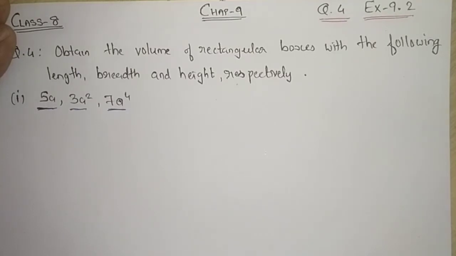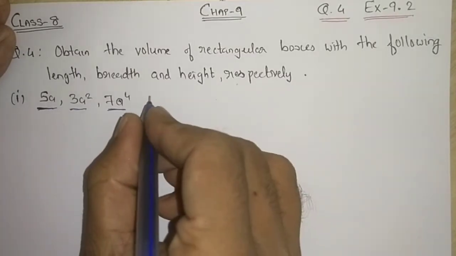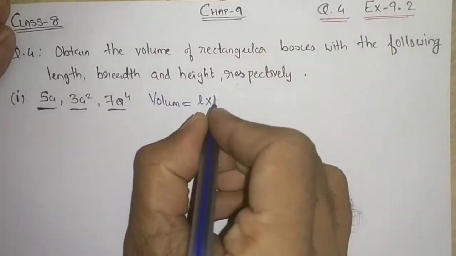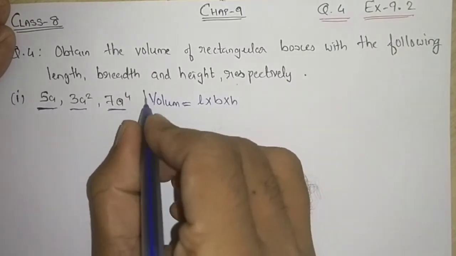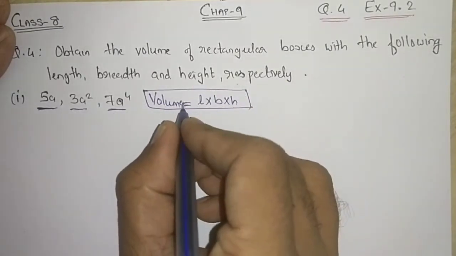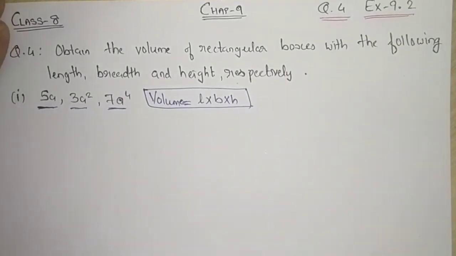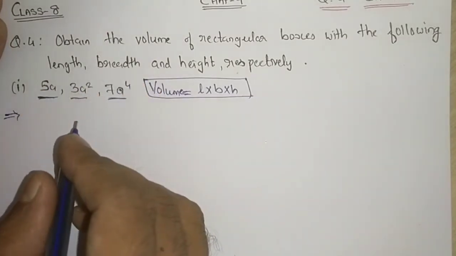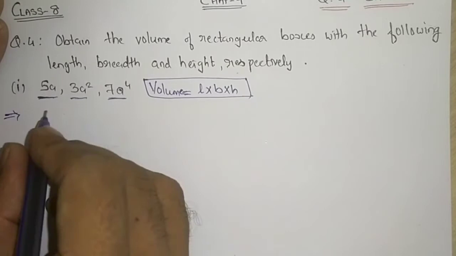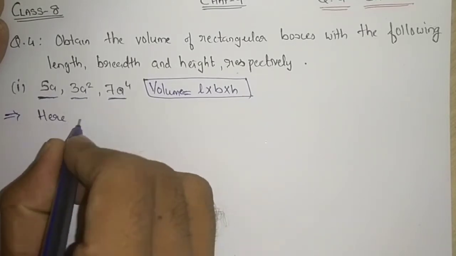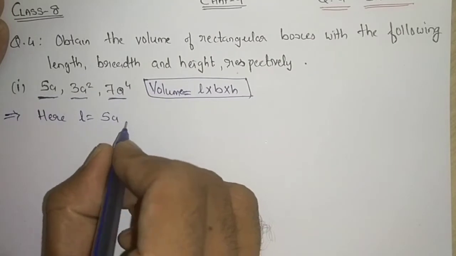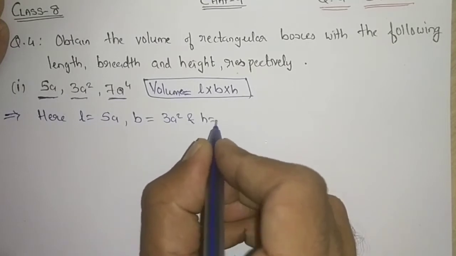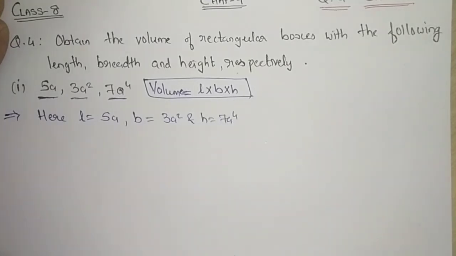For finding the volume of the rectangular box, the formula is volume is equal to length into breadth into height. This is the formula of volume of any rectangular box. So we will apply the same way as the sum which we have solved in question number 3. We will write here L is equal to 5a, breadth is equal to 3a square and height is equal to 7a raised to 4.